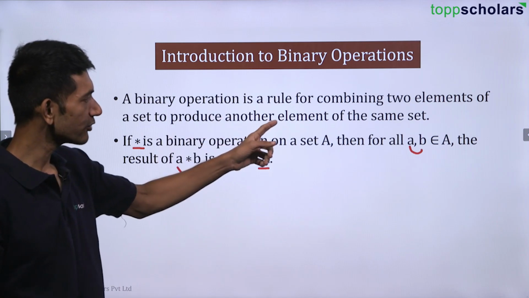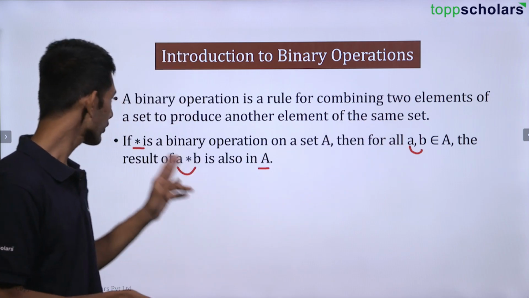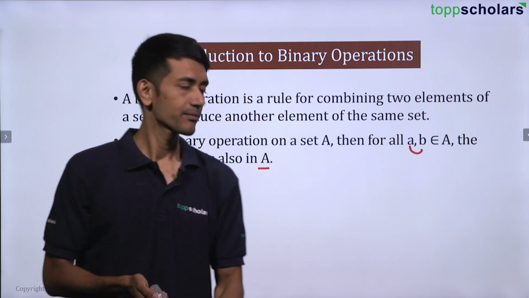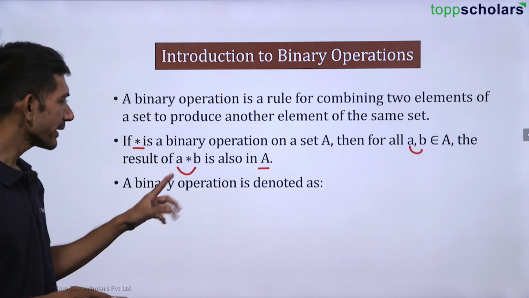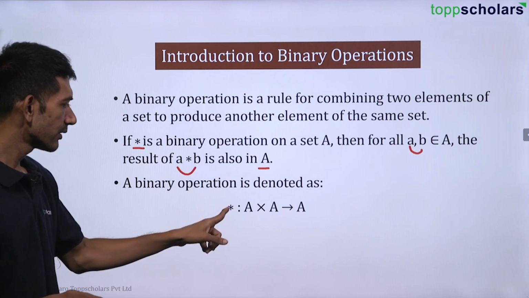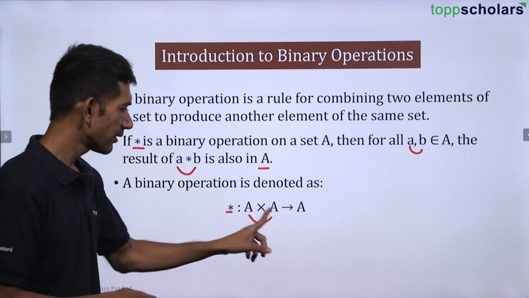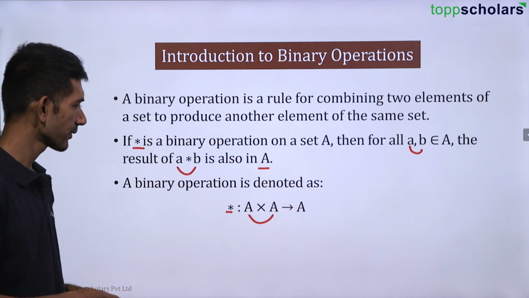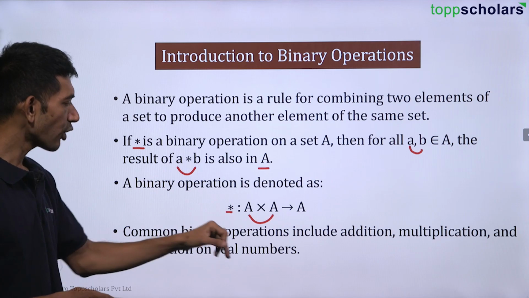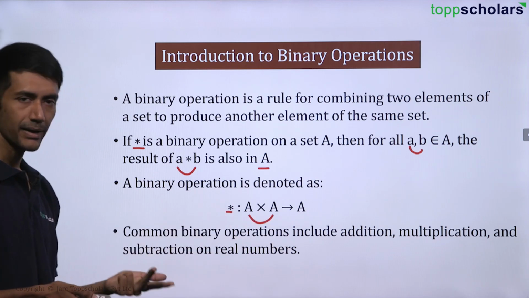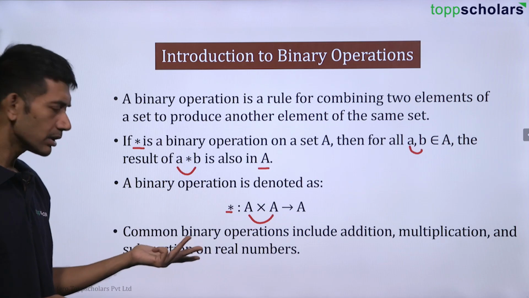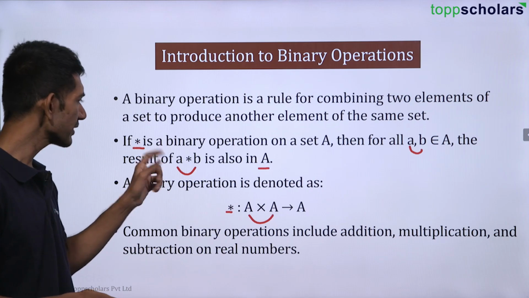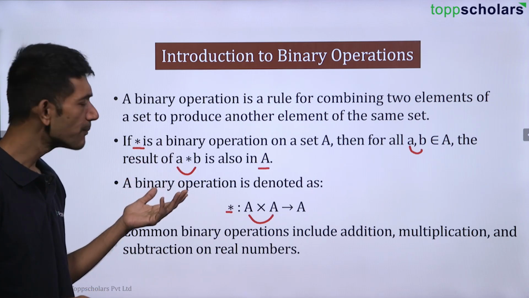So basically it is an operation for combining two elements of the set to produce another element that lies in the same set. Okay. So a binary operation is denoted as a function from A cross A to A, right? So common binary operations include addition, multiplication, subtraction on the real numbers. These are very common that we already use, right? So this star can be replaced with plus, minus, into, that depends on the question.